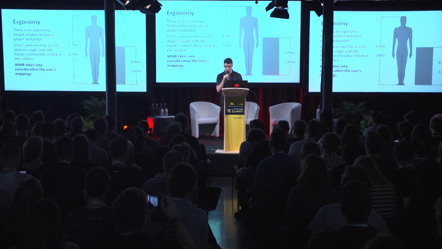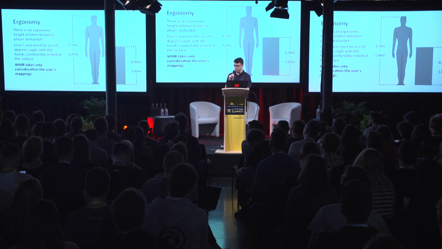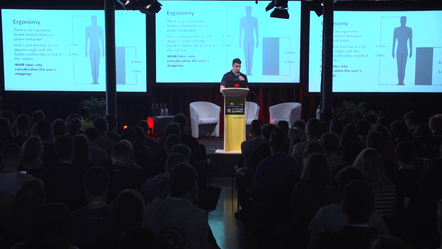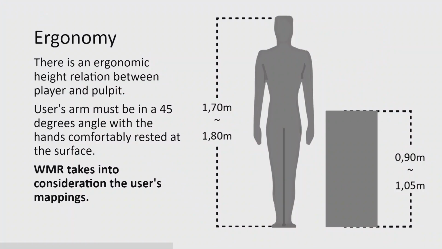So this is the height relation between the player and the pulpit. The arm right here, you stand it like 45 degrees with the pulpit. Sorry, we use this as reference. But as you can see, if a person is smaller or higher than that, it would be a problem. But the Windows Mixed Reality takes into consideration what the user maps before. So this relation between the pulpit and the player will keep if the person mapped it lower or higher.